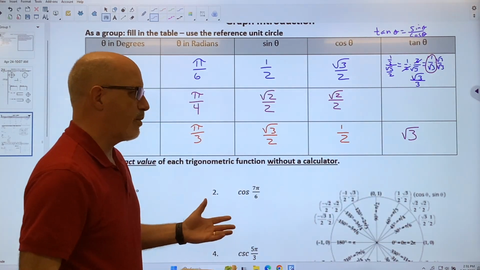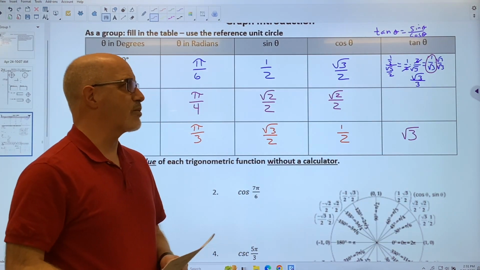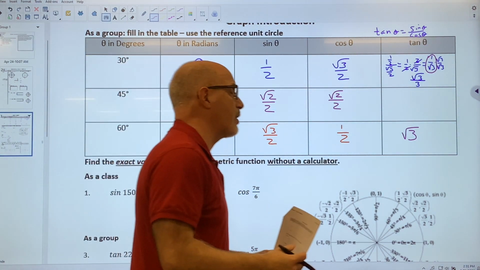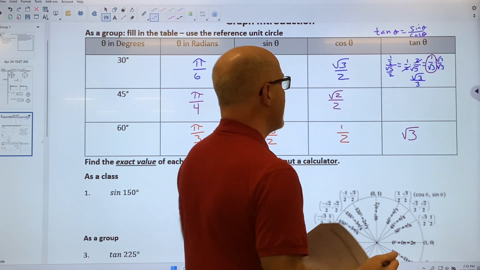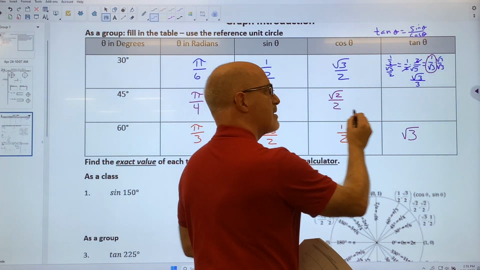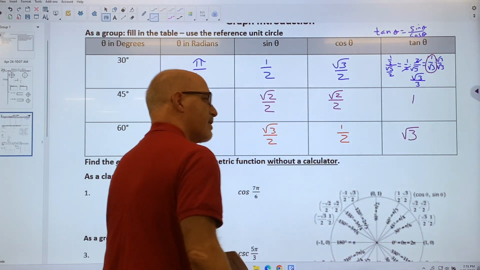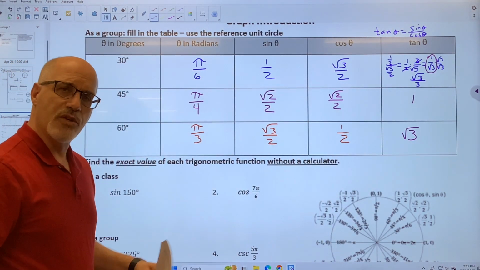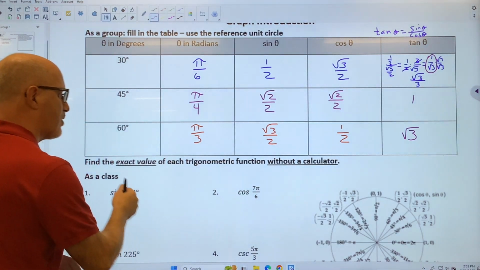So you could do it if you want to go through the work of putting in square root of 3 over 2 over 1/2 and rationalizing, and simplifying. Now tangent, notice that when I put sine over cosine, these are exact same values. You're going to get 1 for this one. All right, so that's filling in a table, getting used to these unit circle values.